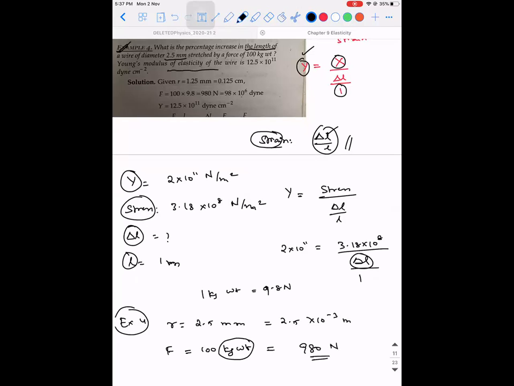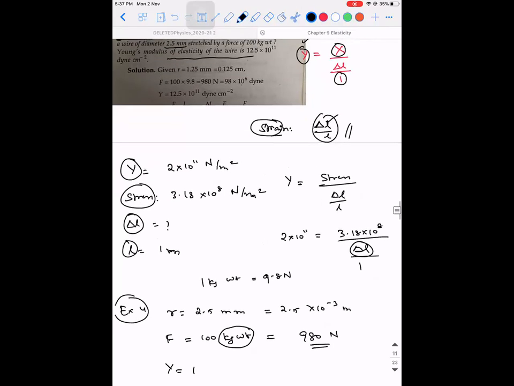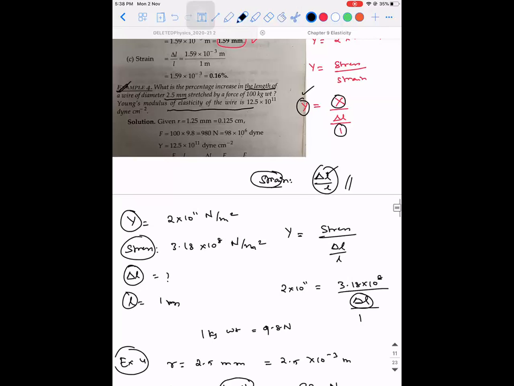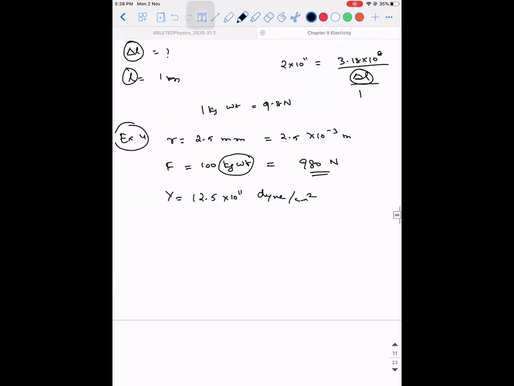So Young's modulus of elasticity of the wire is, how much is it? 12.5 into 10 power 11. It is dyne per centimeter square. Be very careful with this. Okay. So they're asking the percentage increase in the wire, right? That is delta L divided by L into 100, which is called the percentage increase in length.